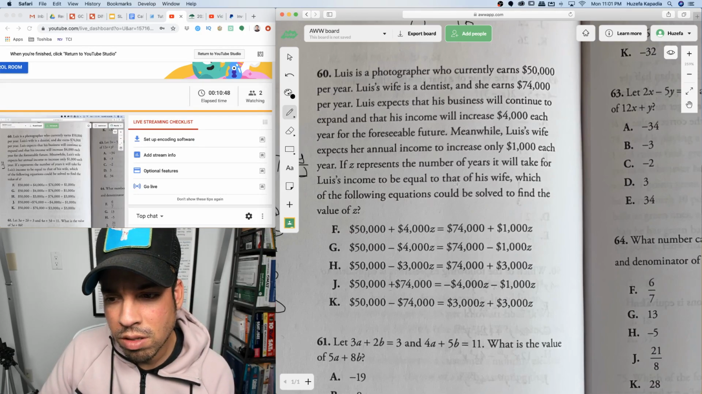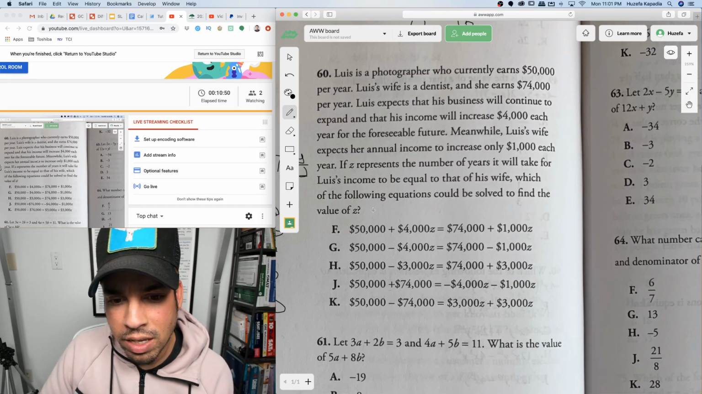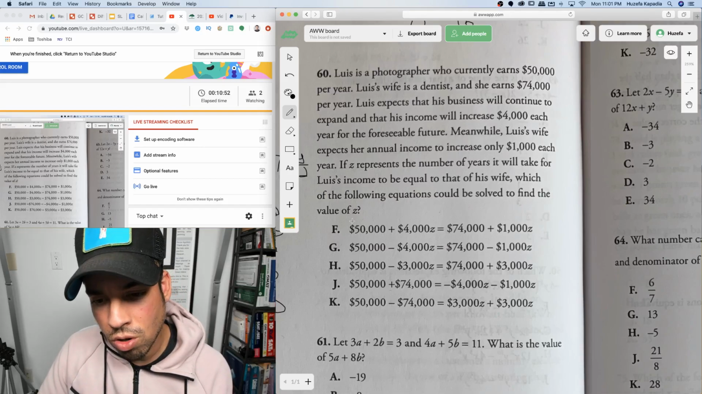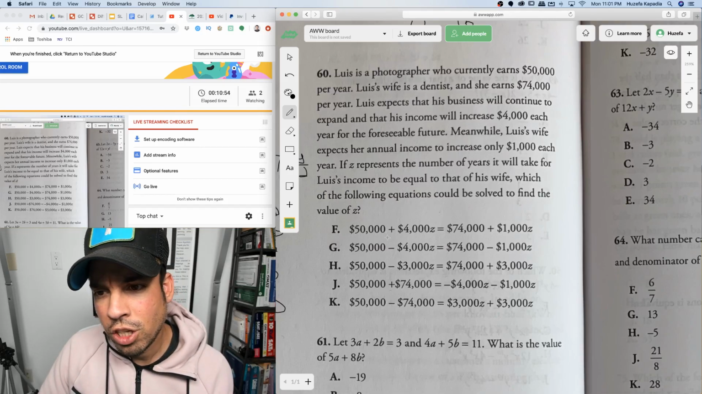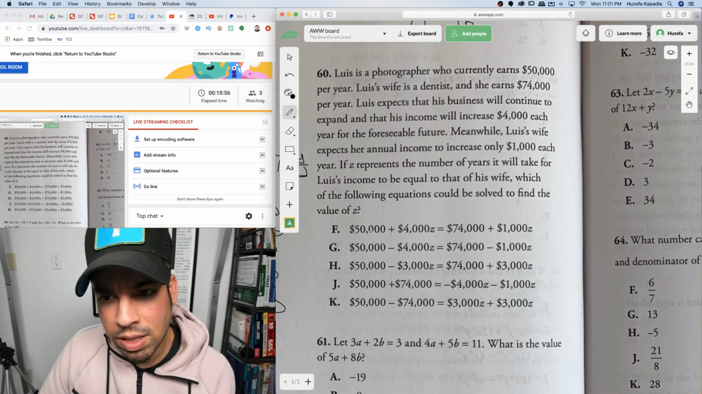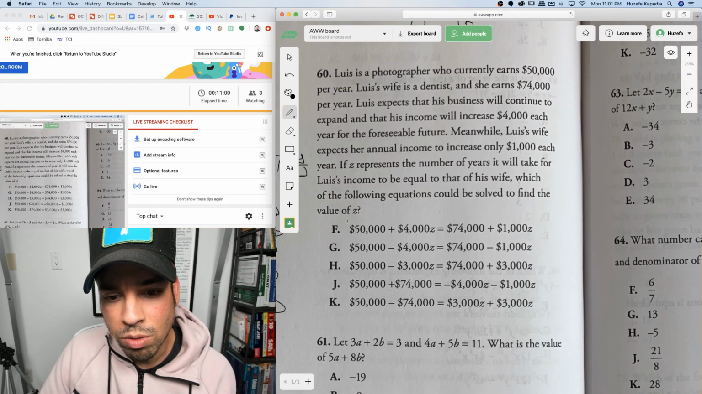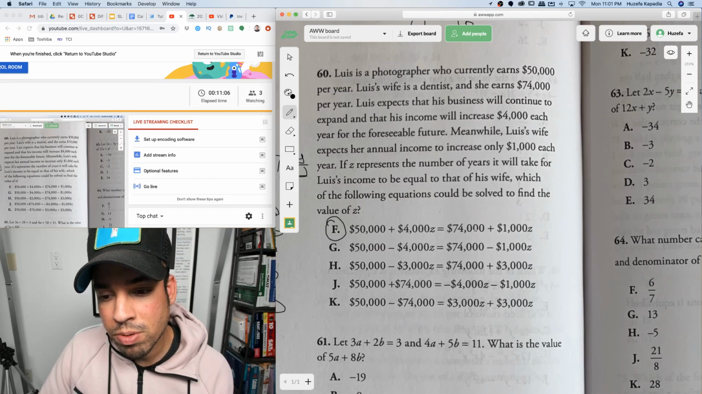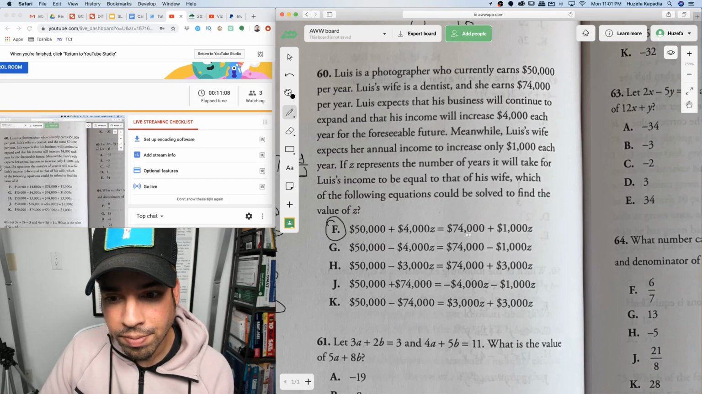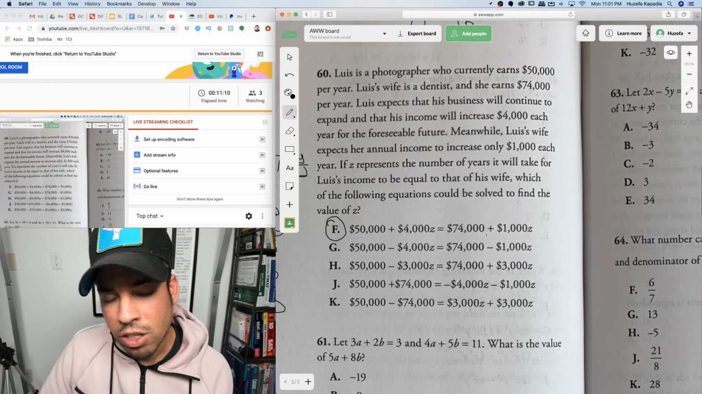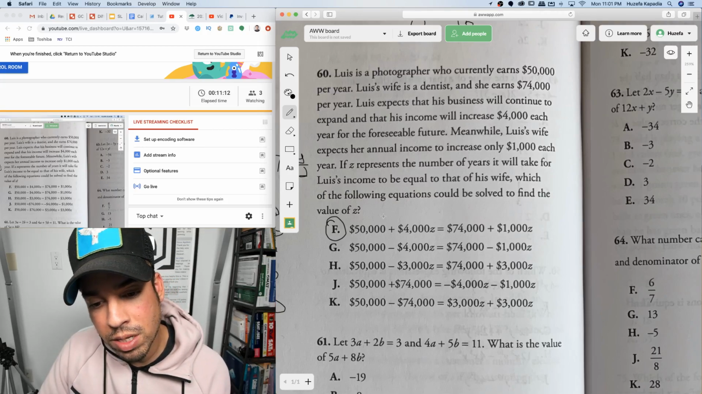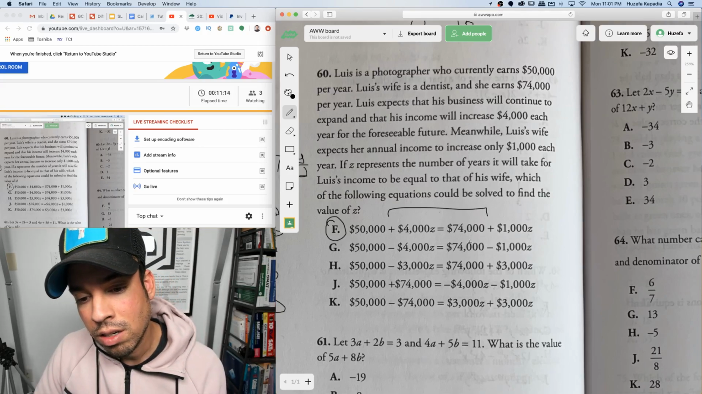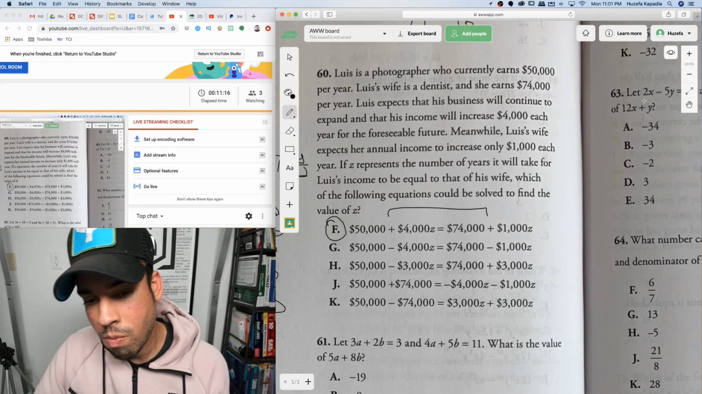If Z represents the number of years it will take for the incomes to be equal, which of the following equations could be solved to find the value? Well, check it out. Right now, he's got $50,000 and he's making $4,000 extra per year. That's F. So this is representing his income Z years from now. This is representing her income Z years from now as well, because she's only making $1,000 a year. When are they going to be equal? That's what this is saying. These other ones don't make any sense. And that's it.